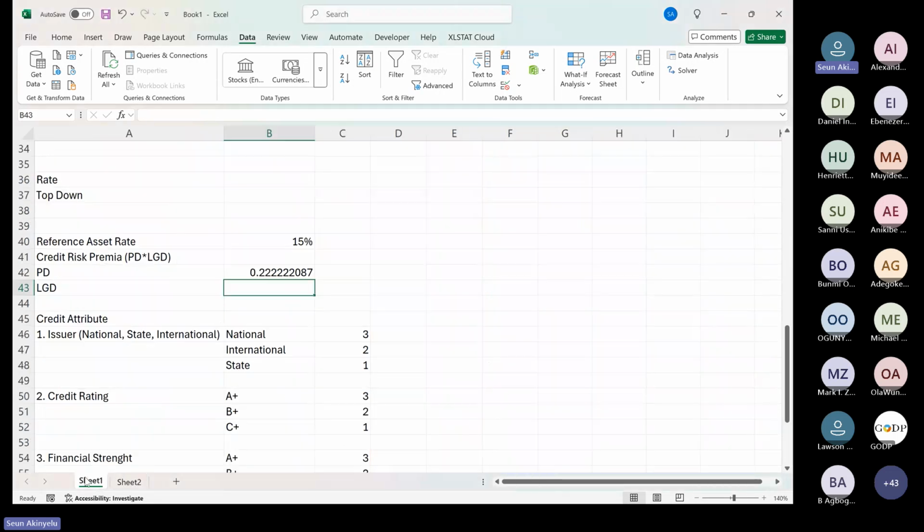So let me just assume an LGD because of our time. So let's say LGD, loss given default, is the loss as a result of the fact that when there's a default, you can't get anything back.